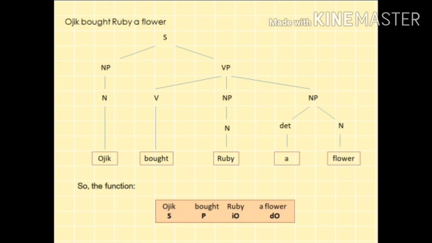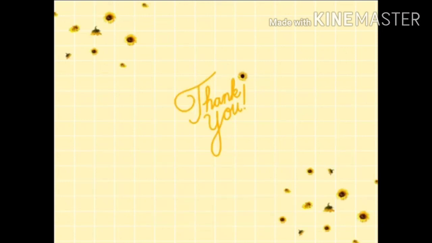So the function of this sentence is Oji as a subject, bought as a predicate, and Ruby as the indirect object, and also a flower as the direct object. So guys, that's an explanation of transitive, intransitive, and ditransitive verbs.